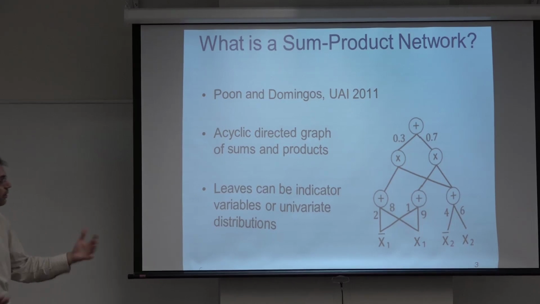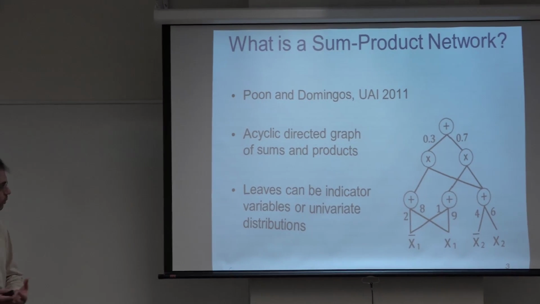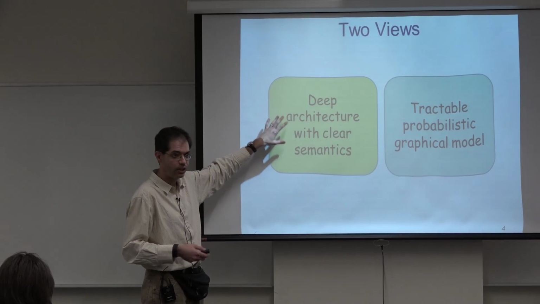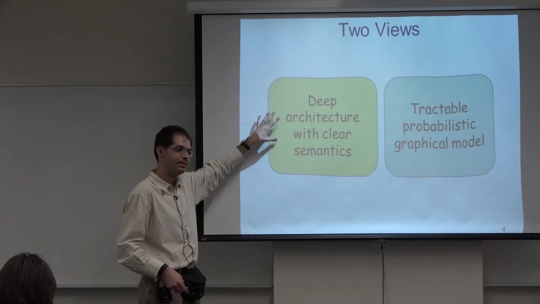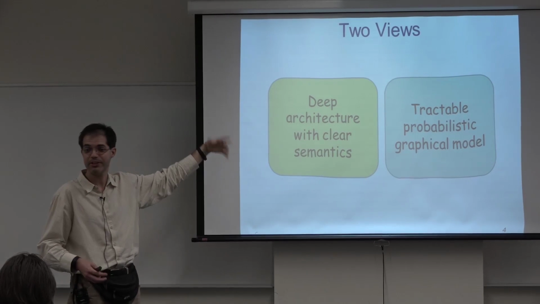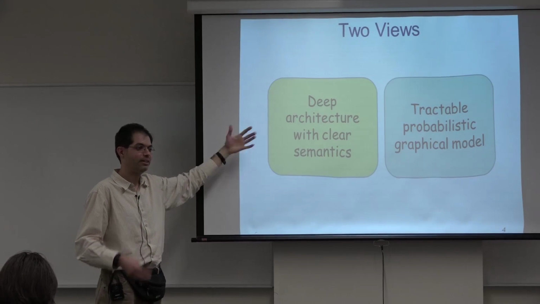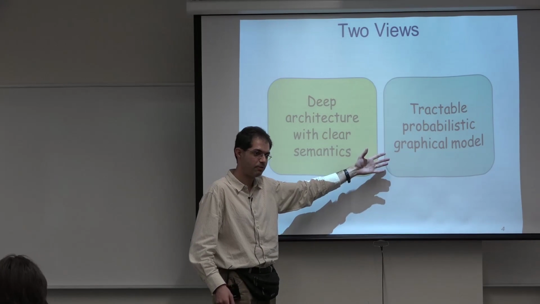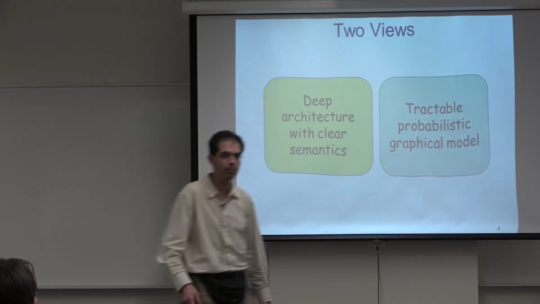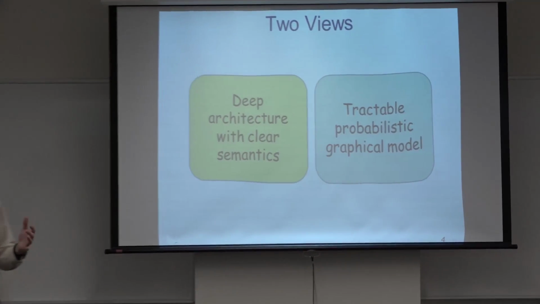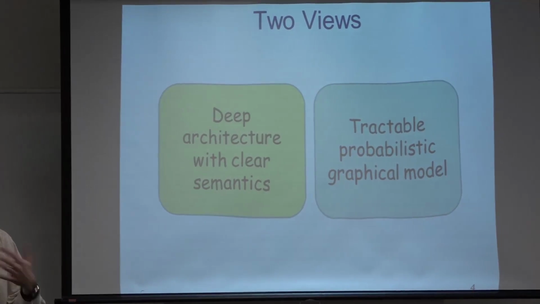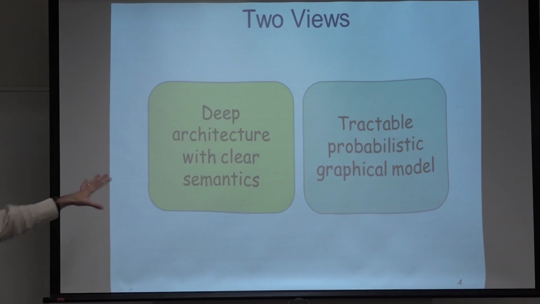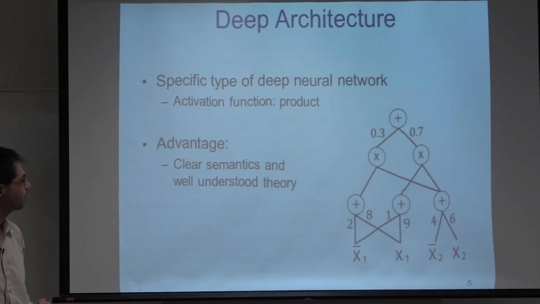And then we can think of this in several ways. One view is that this is a deep architecture, and I'll claim that this type of deep architecture has some clear semantics, and I'll explain later on why it has some clear semantics. But then the other view is that we can think of these types of networks as also probabilistic graphical models that can be seen as equivalent or otherwise alternatives to things like Bayesian networks and Markov networks. Okay, so I'll explain this in more detail now.